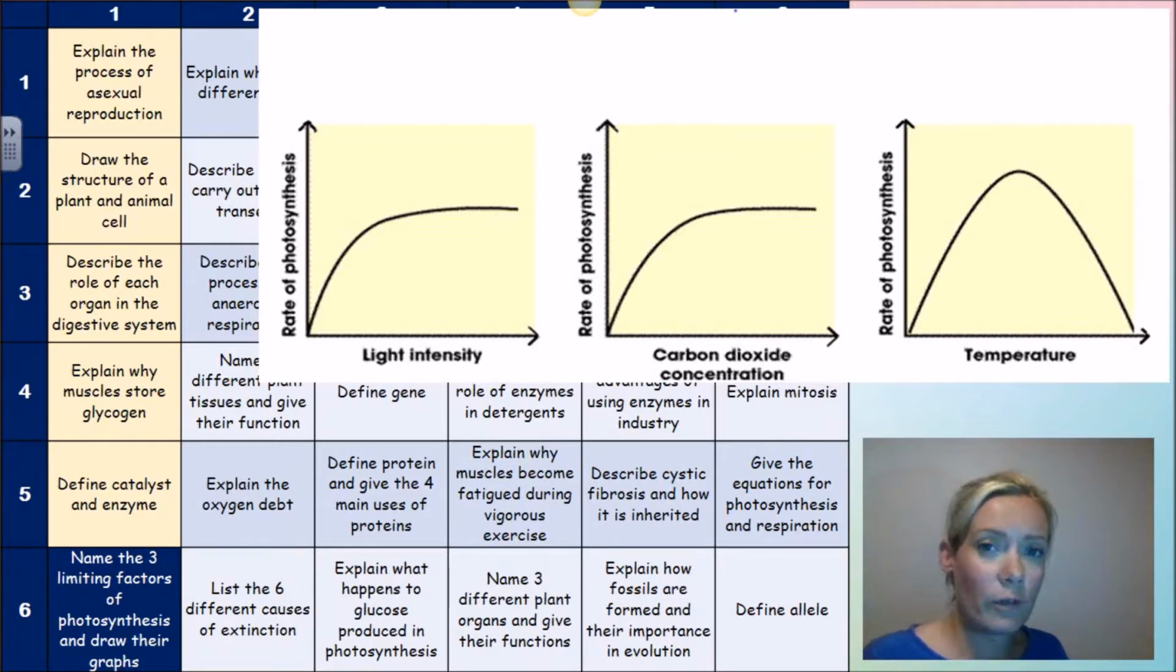Temperature looks slightly different. Temperature increases and then drops off. So increasing rapidly and then decreasing rapidly. And the reason for that is as you increase temperature, the particles will move more, so you'll get an increase in the rate of photosynthesis. However, you will reach a point in temperature where those enzymes involved in photosynthesis will become denatured. So it will drop off. Okay, so the rate of photosynthesis will then decrease because the enzymes have become denatured.